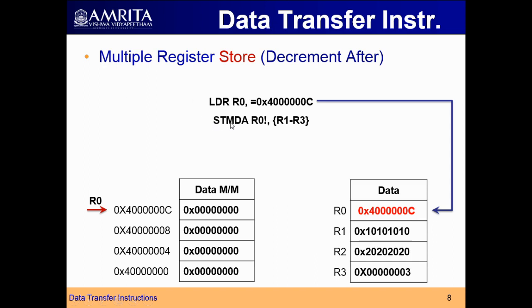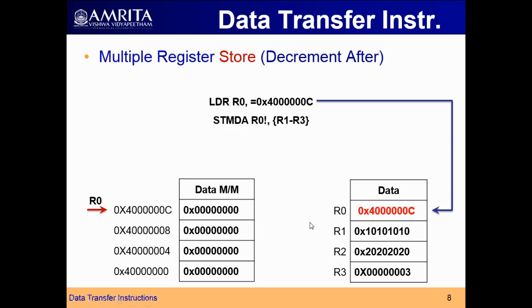So store multiple means what? The content of registers will be moved on to the corresponding memory addresses. The register content will be stored onto memory. It is just the opposite of LDM, right? So here I am going to move the content of registers to the corresponding memory locations. Now you can see that your base register is pointing to 400C. Then since it is decrement after, what will happen? First the store operation will take place, then only the decrementing will take place.